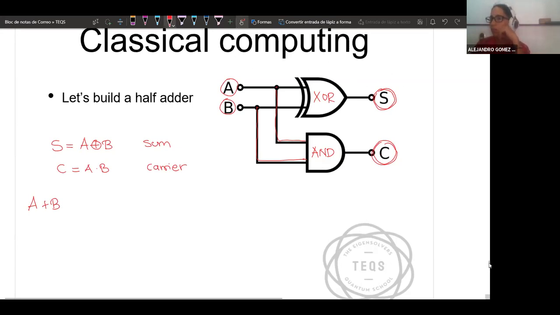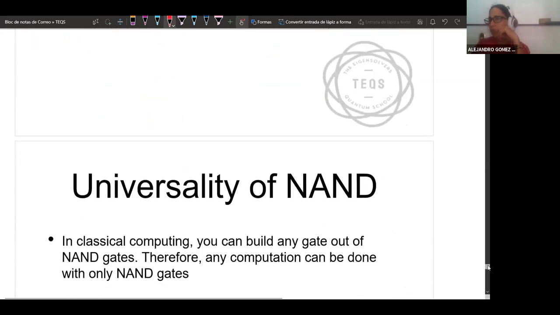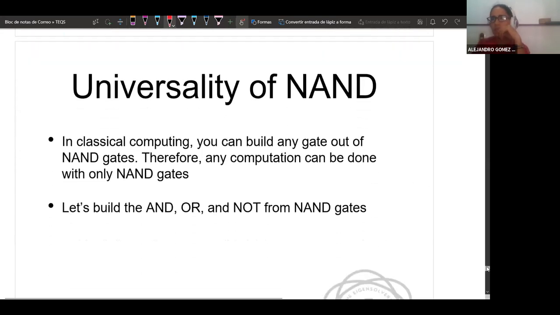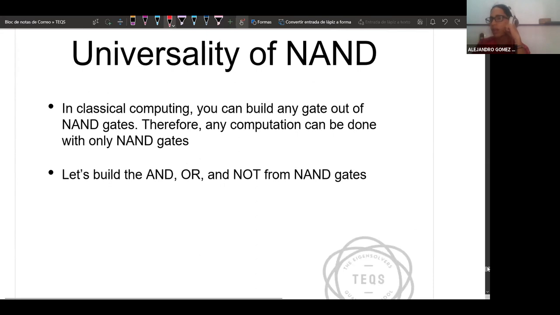Okay. And finally, it's not the last slide. So there are some gates that are universal. There's a concept called universality. So as an example, let's work with the NAND gate. So in classical computing, you can build any gate out of NAND gates. Therefore, any computation can be done with only NAND gates.